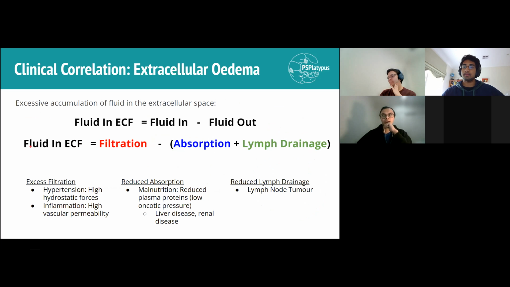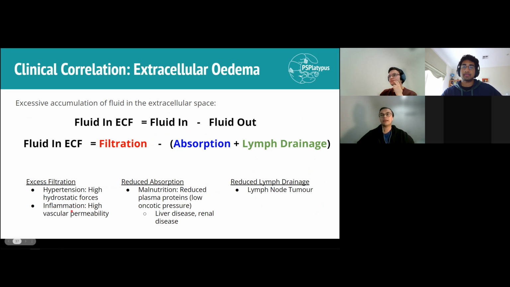In terms of clinical correlation, probably the most important part is understanding why we even care about filtration, absorption, and lymphatic drainage. It's because if we have either too much or too little of any of these occurring, we could end up with fluid buildup or not enough fluid reaching a particular area. So you can imagine that if you have hypertension or high hydrostatic forces or high blood pressure, it's going to push more of the fluid out. So that's why you have excess filtration occurring there.